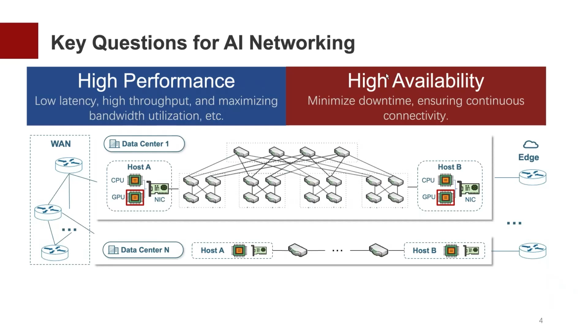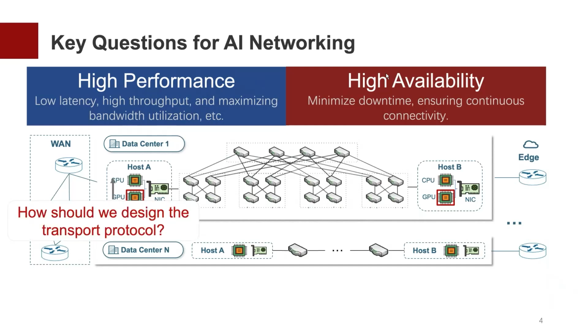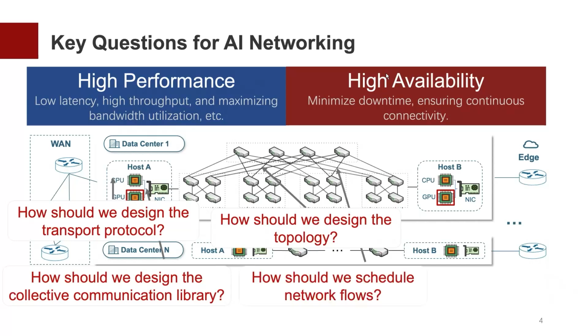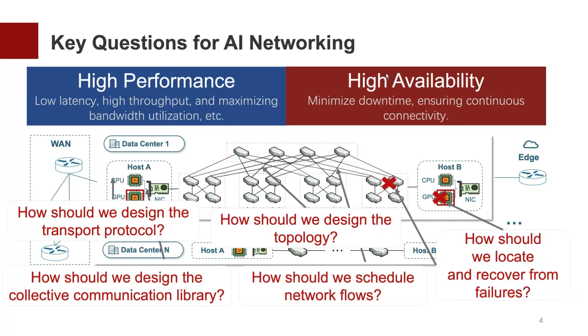Here I'll list several questions our group is focusing on, including how should we design the transport protocol? How should we design the collective communication library? How should we design the topology? How should we schedule network flows? And finally, how should we locate and recover from failures? I believe for AI networking, all these questions need to be re-answered compared to the previous networks designed for general workloads.